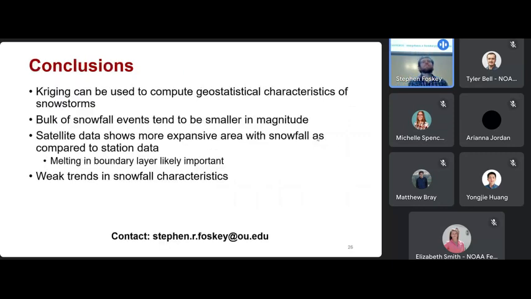As far as some basic conclusions go, kriging can be used to compute the geostatistical characteristics of snowstorms. The bulk of snowfall events tend to be smaller in magnitude, both in terms of their area, maximum value, average value, and so on. And satellite data tends to show more expansive areas with snowfall as compared to station data, so melting in the boundary layer is likely an important issue there that satellites have trouble detecting. And there tend to be fairly weak trends in snowfall characteristics overall, but they may be present in some cases.